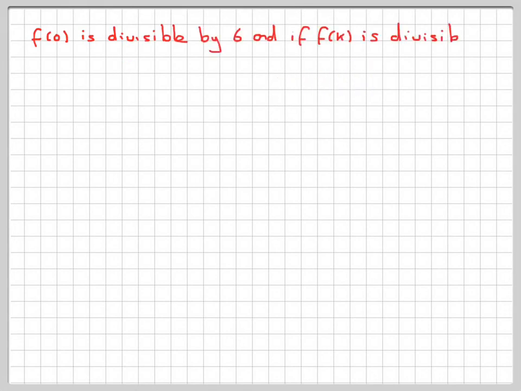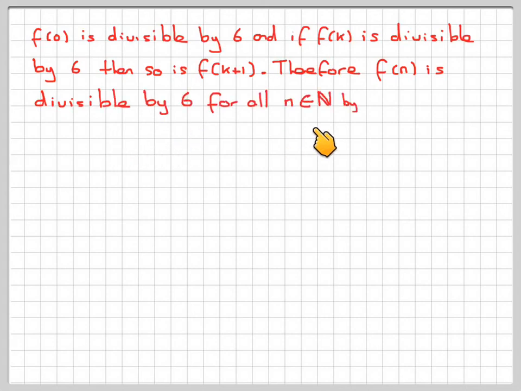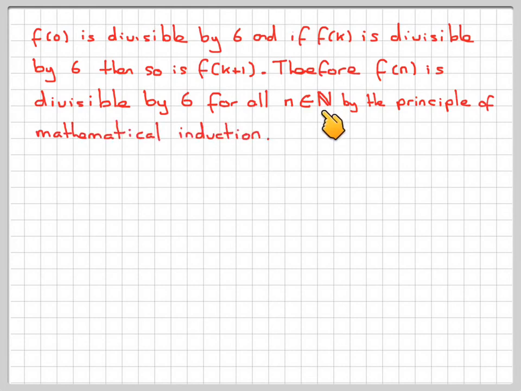And therefore we need our concluding statement. F of 0 is divisible by 6. And if f of k is divisible by 6, then so is f of k plus 1. Therefore, f of n is divisible by 6 for all natural numbers by the principle of mathematical induction, we're assuming here the natural numbers will include the number 0.